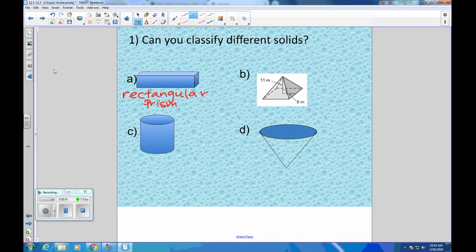Letter B is a pyramid. It has a rectangle as its base, and the rest of the sides are triangles. Letter C is a cylinder. Looks like a soup can. And letter D is a cone. Looks like an ice cream cone.